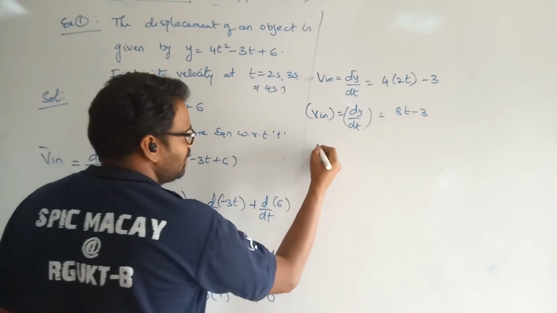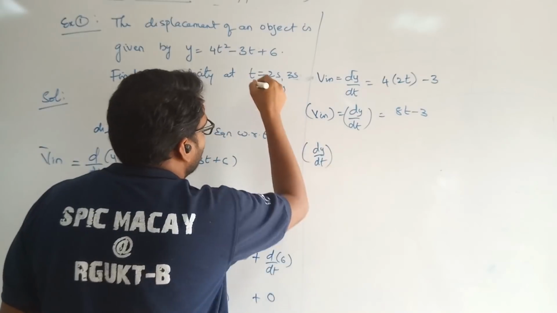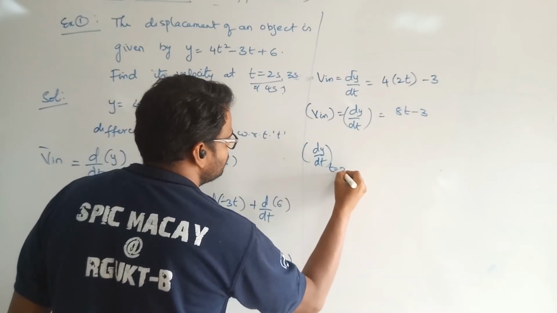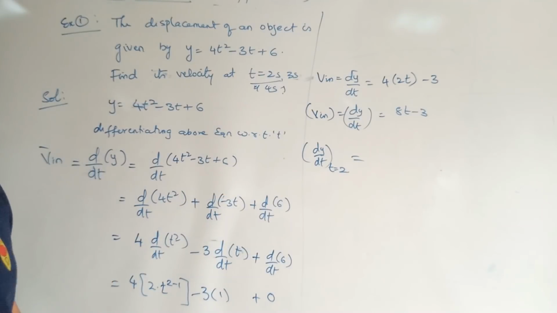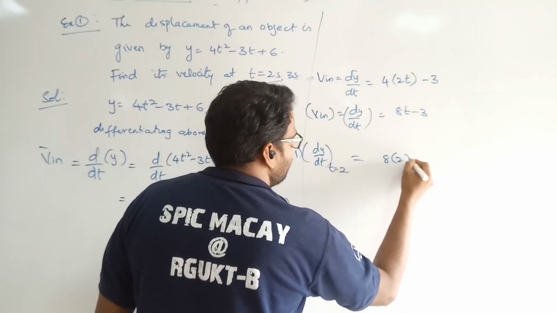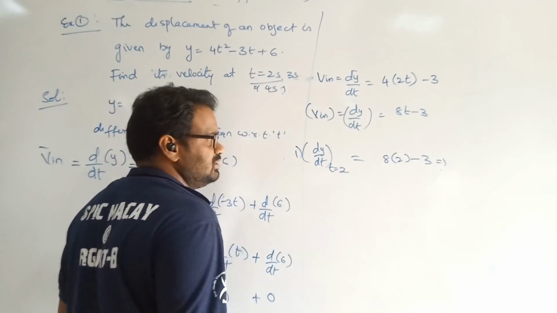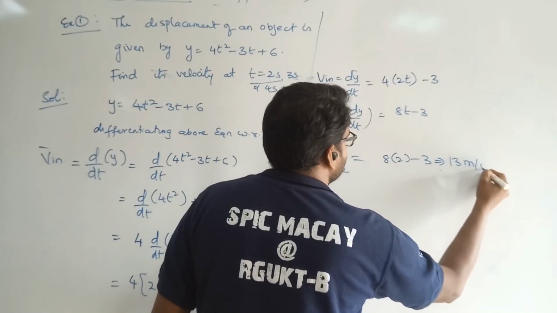Right. Now at what time do we want it? We want dy by dt at t equals 2. What are you supposed to do now? You are supposed to substitute: 8 times 2 is 16, 16 minus 3 is equal to what? 13. What would be the units for this?